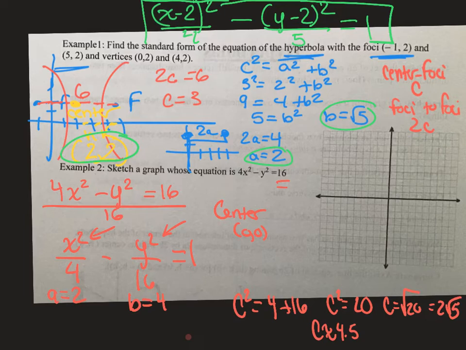So I'm going to draw my center right here at (0, 0). This hyperbola goes left and right because my x is first, my x is positive. So I'm going to go 2 to the right and 2 to the left, and those two things are my vertices. V, V, and this is my center. I'm going to go up and down 4. 1, 2, 3, 4. This is my co-vertice. And then down 1, 2, 3, 4. This is my co-vertice.